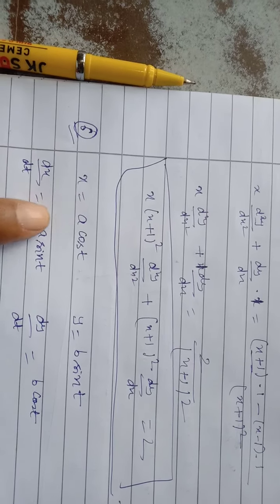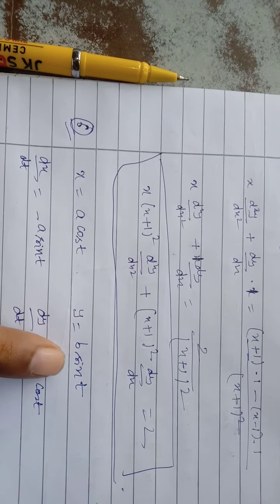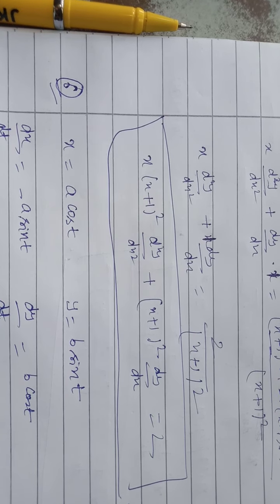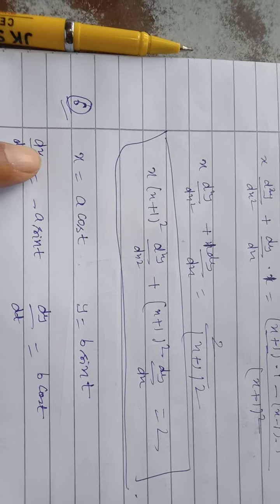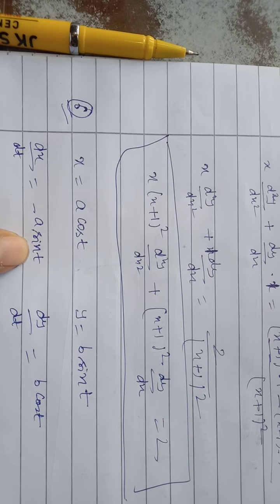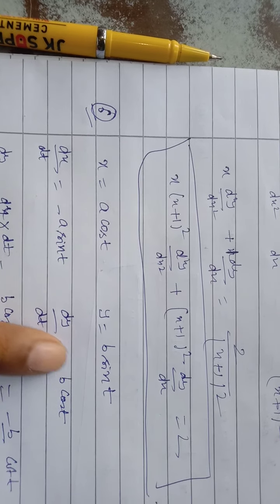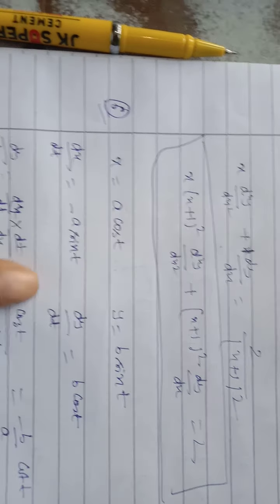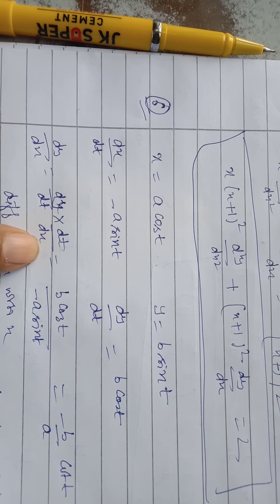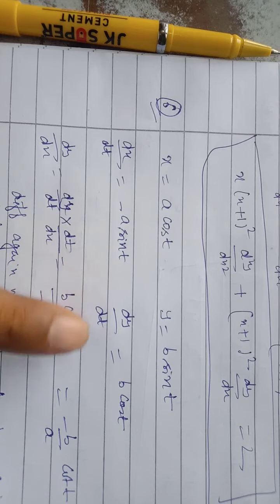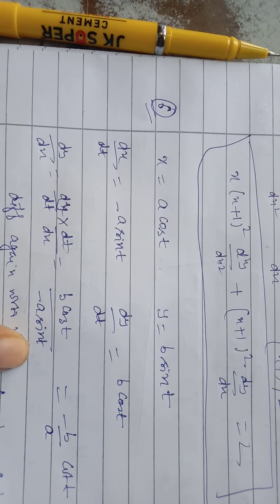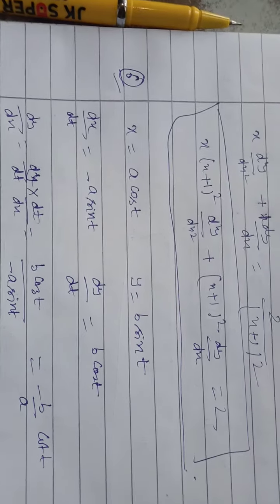In the sixth question, x equal to a cos t and y equal to b sin t. The problem arises that we have to differentiate 2 times here. So differentiate the first time, dx by dt, and the derivative of a cos t is minus a sin t, and the derivative of b sin t is b cos t. So we have dy by dx by the chain rule, dy by dt into dt by dx. dy by dt has the value b cos t, and dt by dx has the value 1 upon minus a sin t. This will become minus b by a cot t.